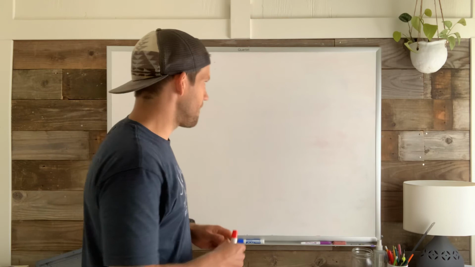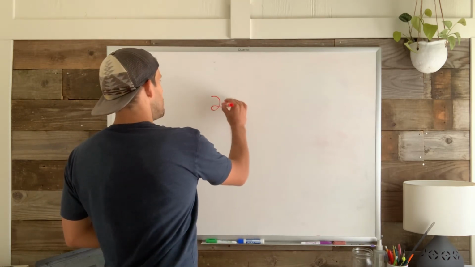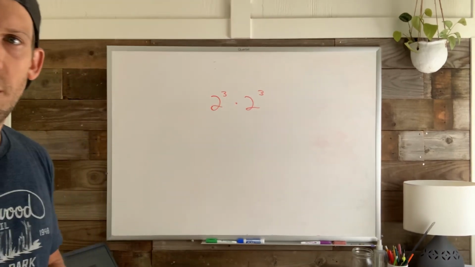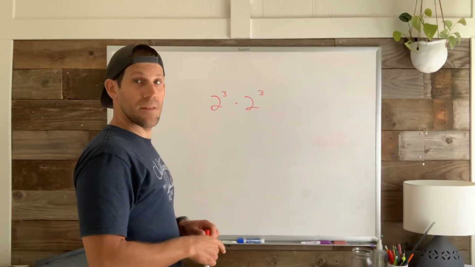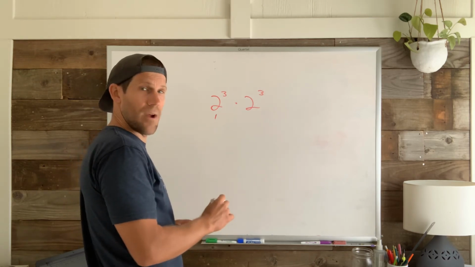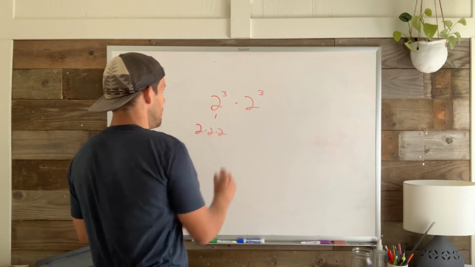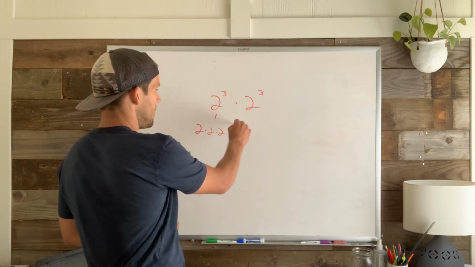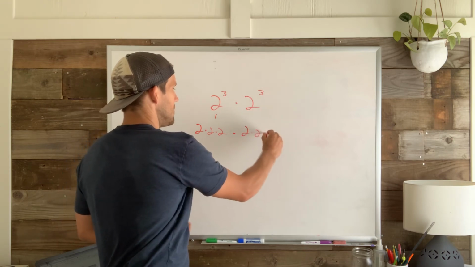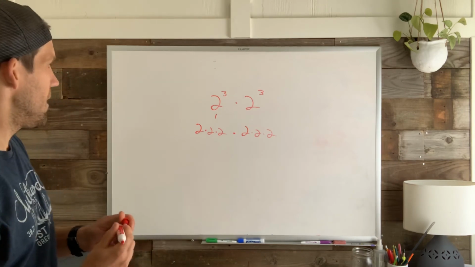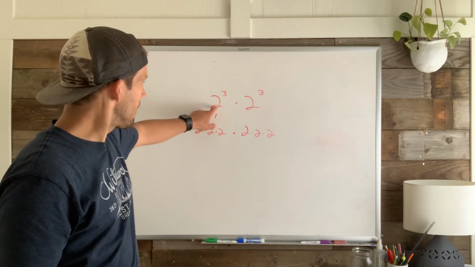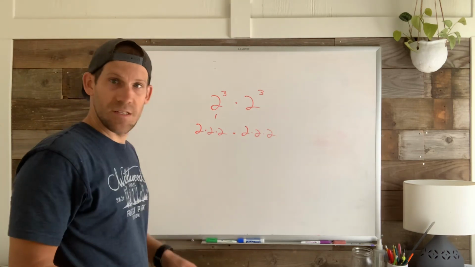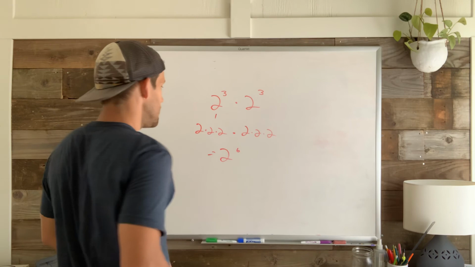So the first one is, let's just say we have 2 to the third times 2 to the third. Essentially, another way to write that is 2 times 2 times 2. 2 to the third means 2 times 2 times 2. This is multiplied by, so we can put another multiplication symbol here. Same thing, 2 times 2 times 2. So essentially we have 2 times 2 times 2 times 2 times 2 times 2. So we have 1, 2, 3, 4, 5, 6, which is the same thing as 2 to the 6th.